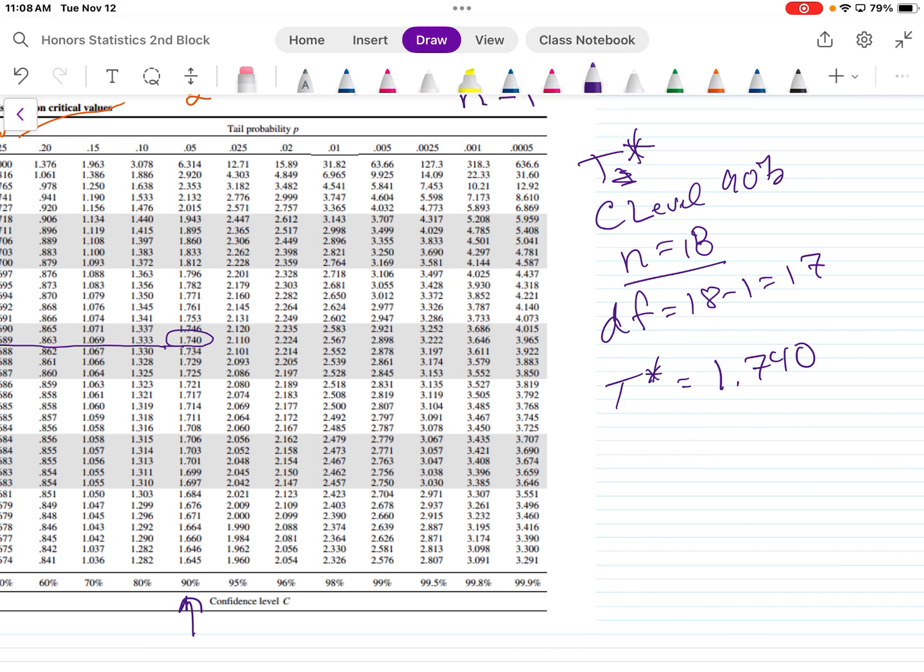There is a formula to figure out these T stars, the critical values for T, and it's a very long formula. Okay? And so the calculator does it by that formula because it's more precise.